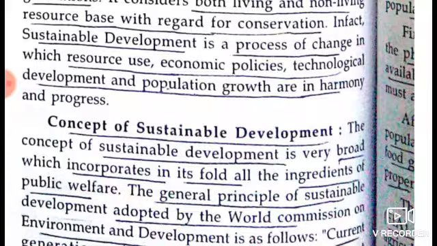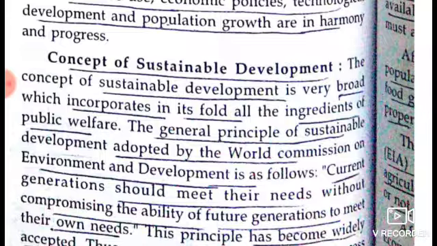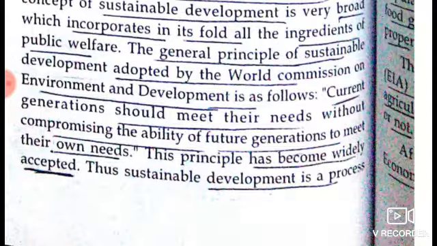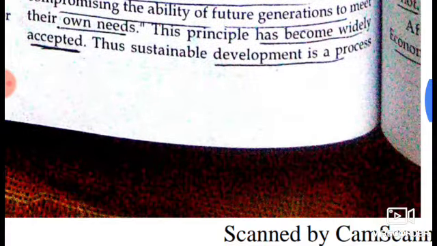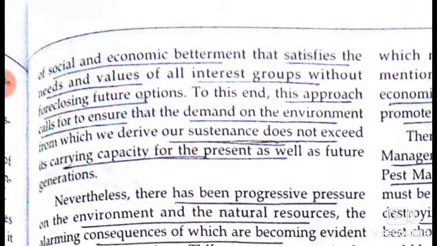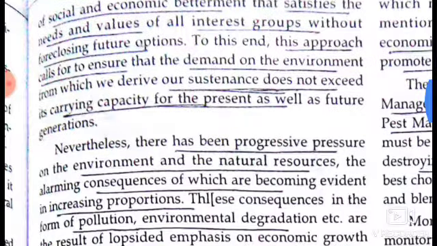Concept of sustainable development. The concept of sustainable development is very broad, which incorporates in its fold all the ingredients of public welfare. The general principle of sustainable development adopted by the World Commission on Environment and Development is as follows: current generations should meet their needs without compromising the ability of future generations to meet their own needs. This principle has become widely accepted. Thus, sustainable development is a process of social and economic betterment that satisfies the needs and values of all interest groups without foreclosing future options. To this end, this approach calls for ensuring that the dependence on the environment from which we derive our sustenance does not exceed its carrying capacity for the present as well as future generations.